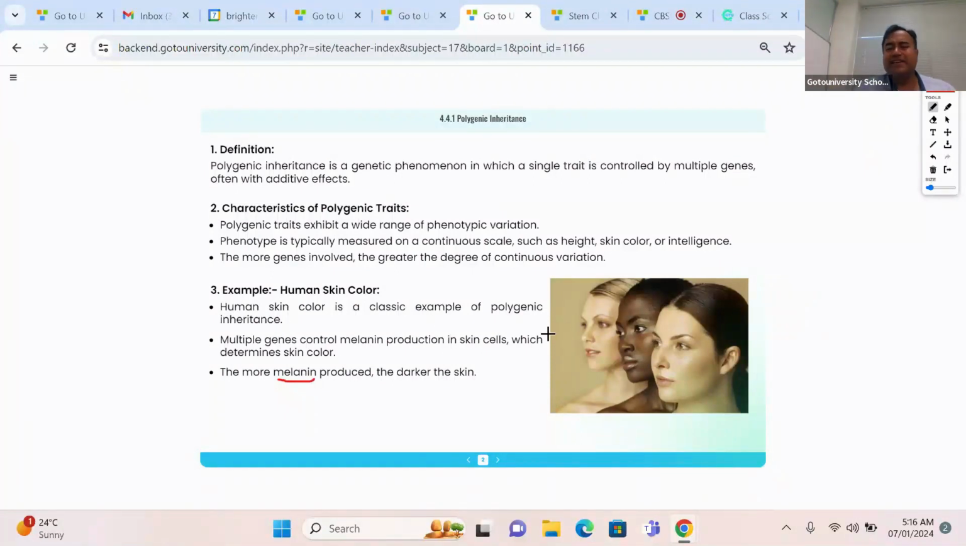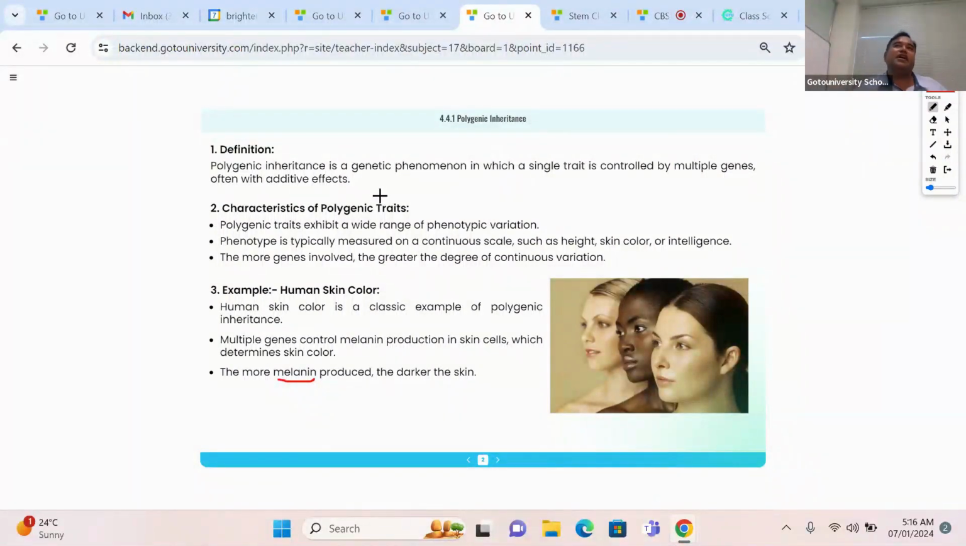So dark is there, white is there. Polygenic inheritance is there, but we should not study just for the sake of it. Why is there a white color? Why is there a black color? Black color means melanin is maximum. Why? The alleles are maximum. Why? The alleles' expression is maximum. Why? Because there is no intervention in the alleles' expression.